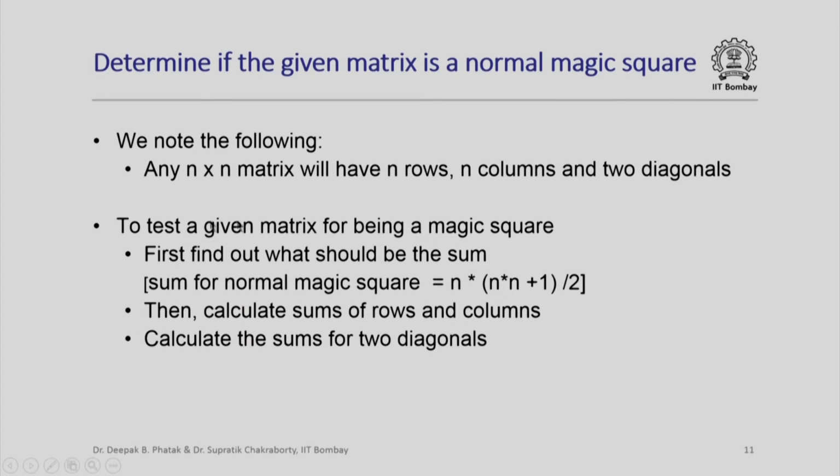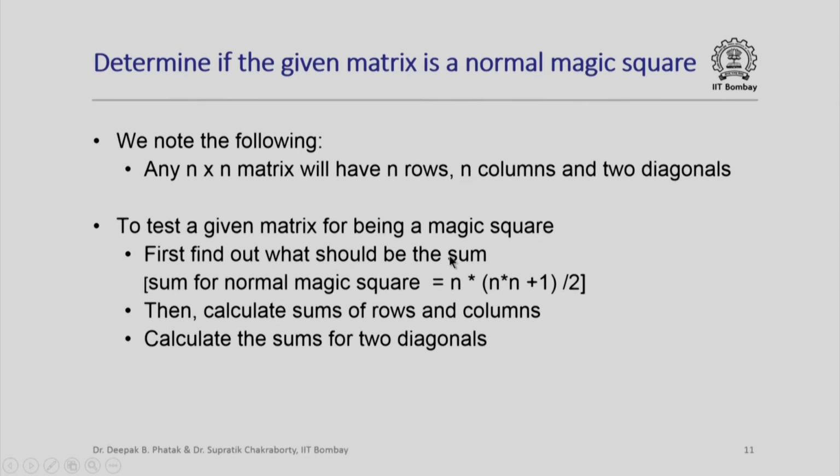We say if somebody gives me an n by n matrix which has n rows and n columns, it will have 2 diagonals of course. We want to test whether such a given matrix is a magic square or not. And how do we test it? Well, the algorithm is very clear from the properties of the magic square. First, find out what should be the sum.